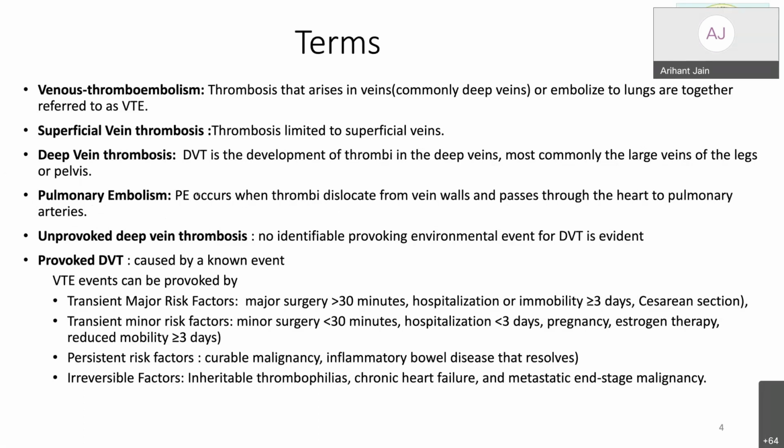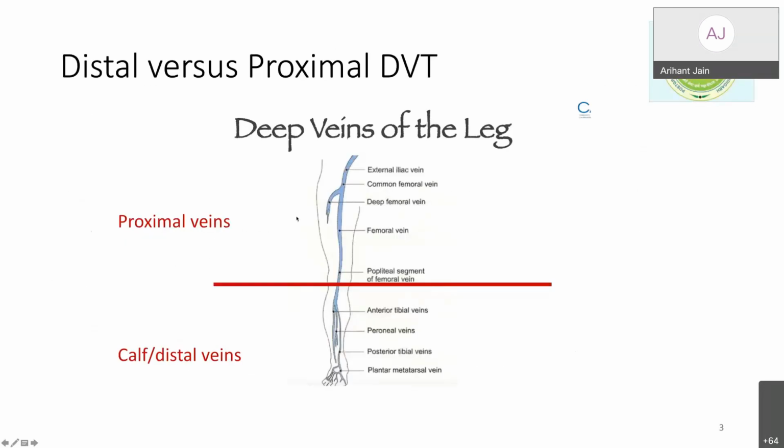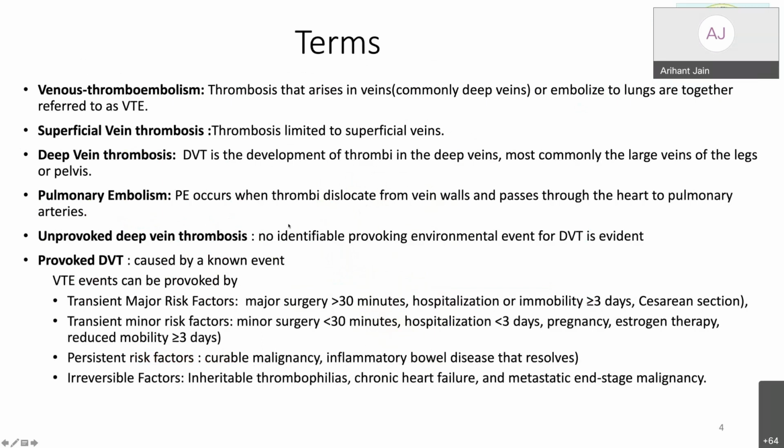pulmonary embolism. Then the next two terms are unprovoked DVT and provoked DVT. Unprovoked is when there is no identifiable provoking environmental event for the DVT which is evident. And provoked DVT is caused by a known event.